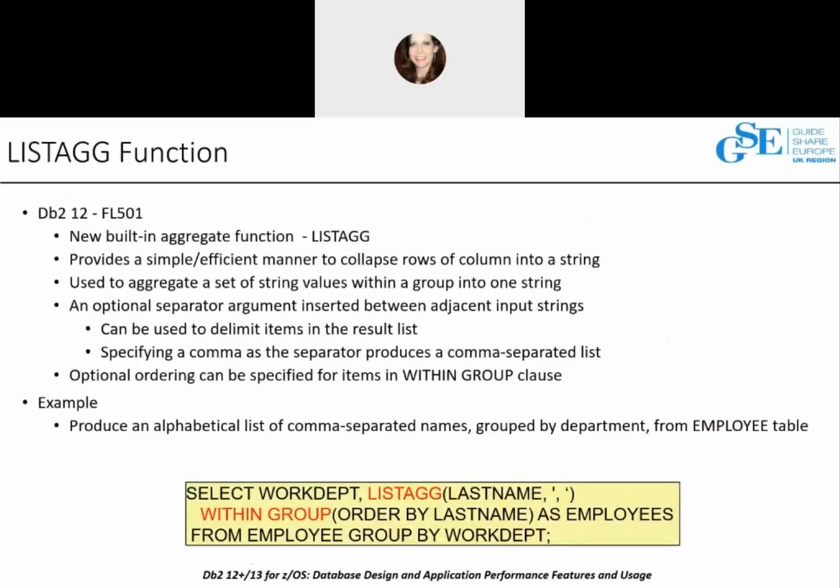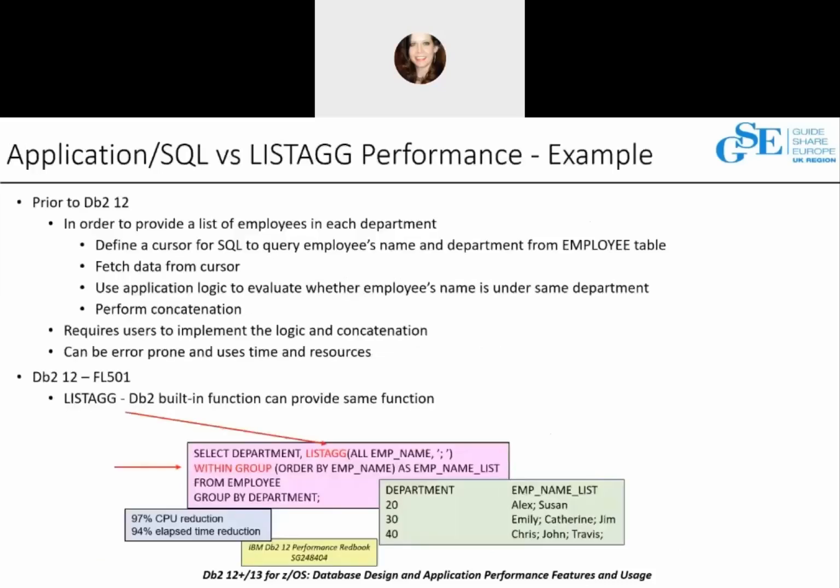LISTAGG is a function that came out in 5.01, and it provides a new built-in function in Db2, which is kind of neat. Okay, so we have this LISTAGG function, and I'm showing an example. This example is going to define a list of employees by department.